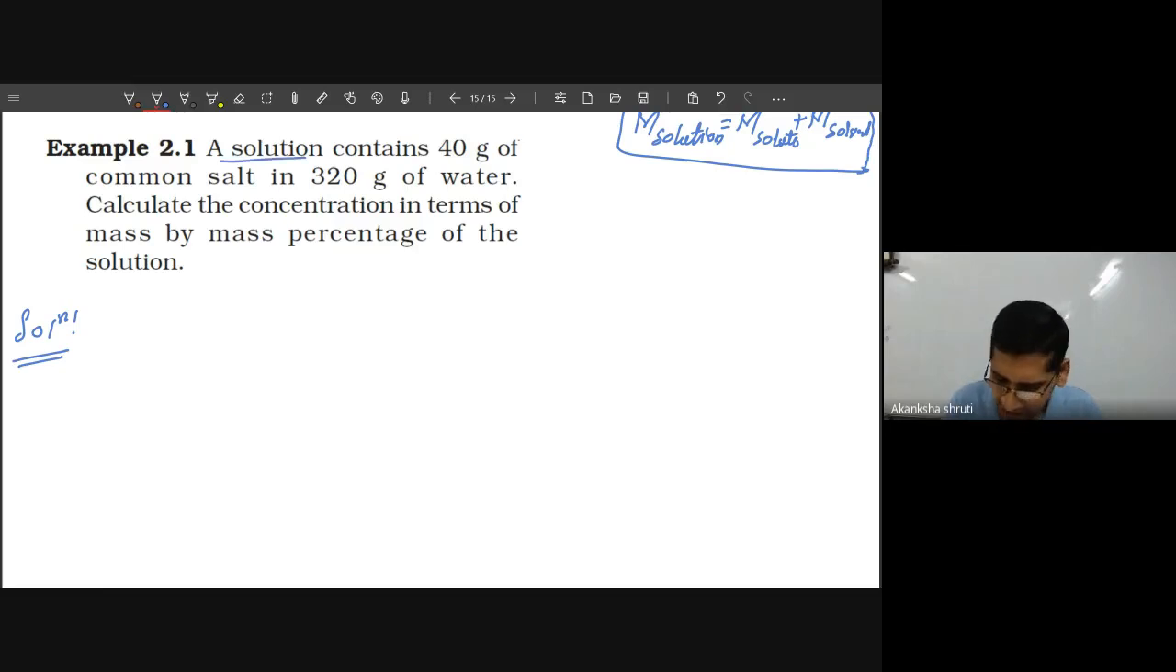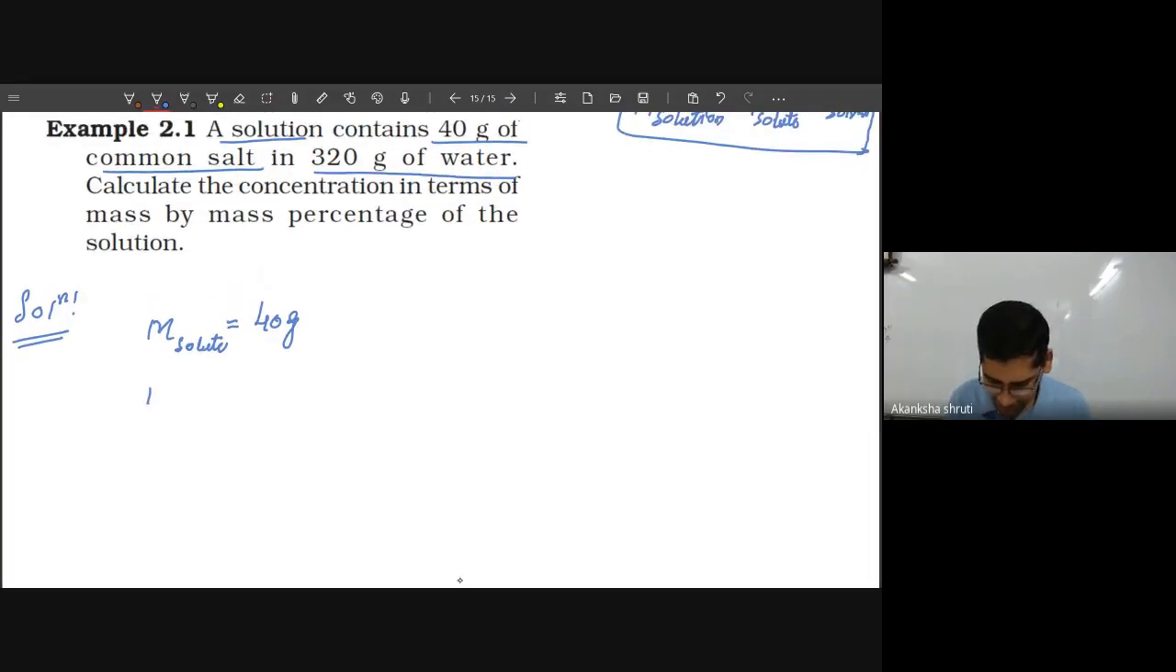A solution contains 40 gram of common salt in 320 gram of water. Here the common salt is in lesser amount, so common salt is the solute. Its mass is given, so I can write mass of solute here. What is the mass of solute? It is 40 gram. The other one, water, is the solvent in which it is dissolved, so the mass of solvent is given. It is 320 gram.